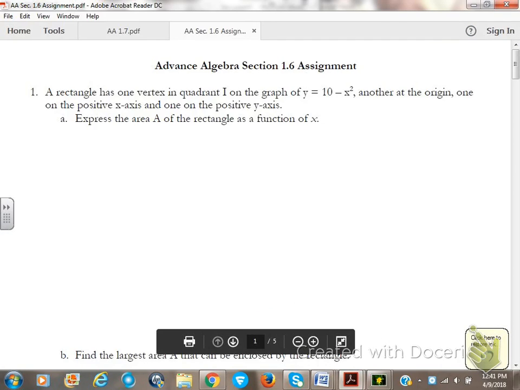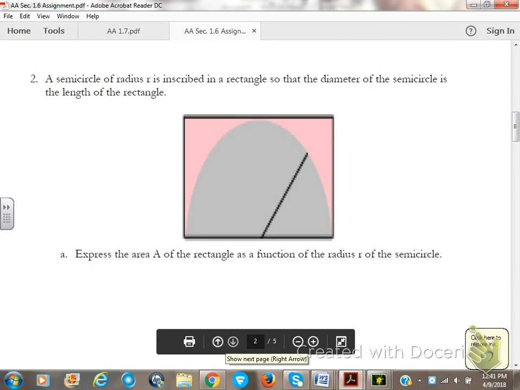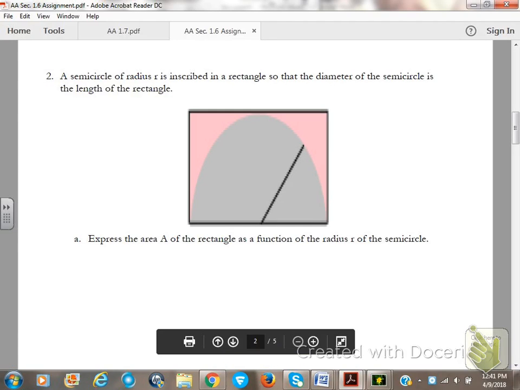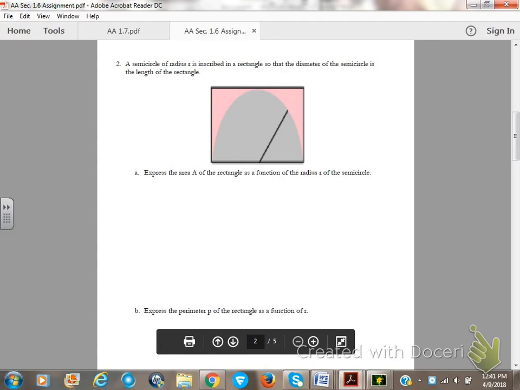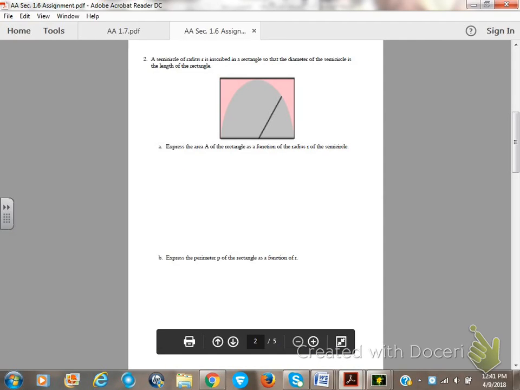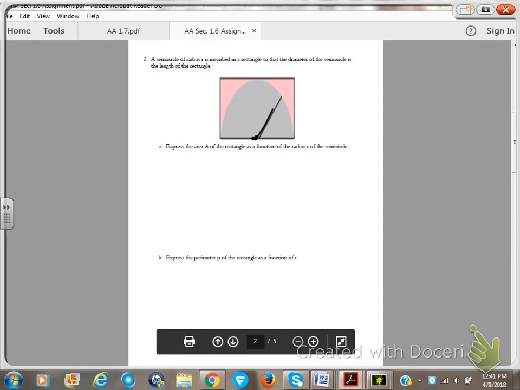Taking a look at number 2. Okay, so a semicircle of radius r is inscribed in a rectangle so that the diameter of the semicircle is the length of the rectangle. And this picture was drawn specifically so that the radius was not going to a nice corner. Okay? So from here to here is r, but it's also true to say that straight up and down is r, which you'll notice is the length of your rectangle.